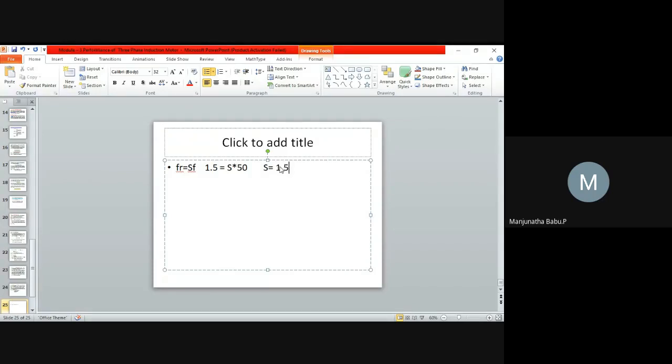1.5 divided by 50. So how much will you get? 3%, sir. Okay, so 0.03 is the slip. In terms of percentage, it is 3%. Fine.